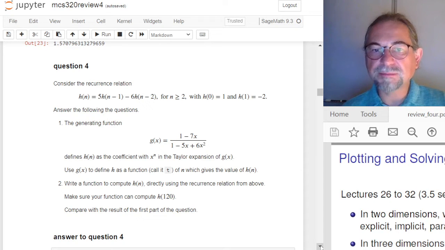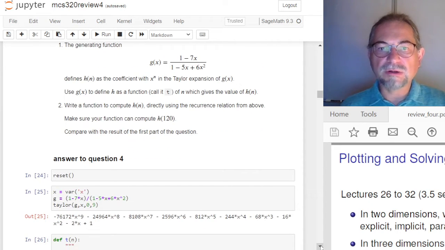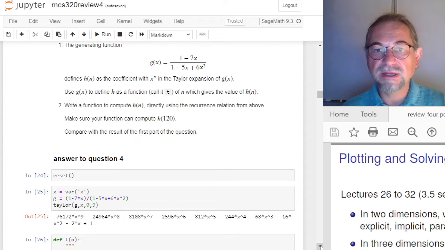Then the second part is an exercise on memoization. So where you are asked to evaluate this two-term recursion but efficiently. So make sure that you can compute the 120th term. Okay, so we have the Taylor in SageMath. So here I illustrate how this goes.